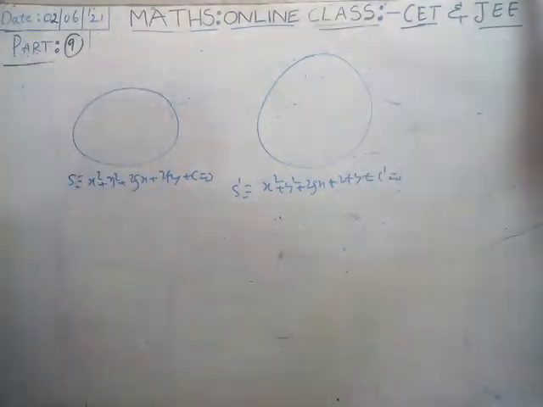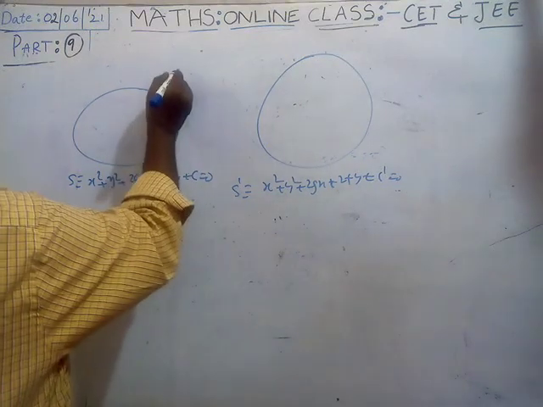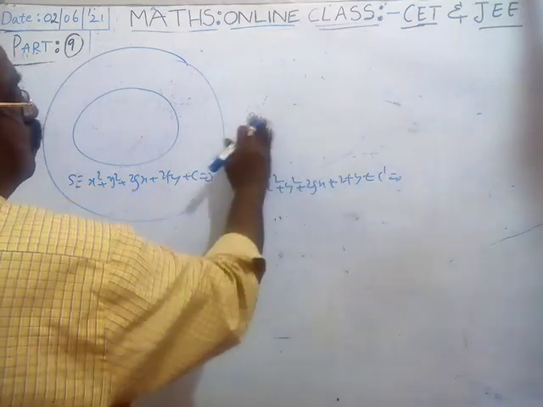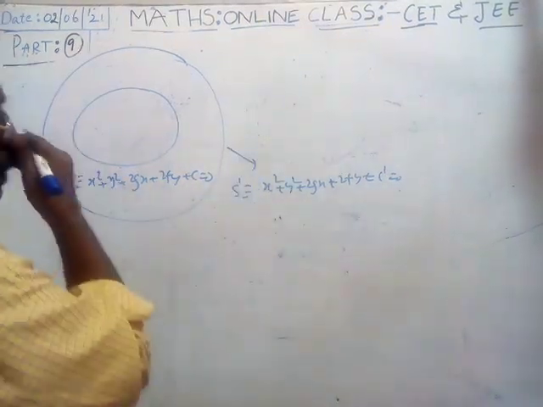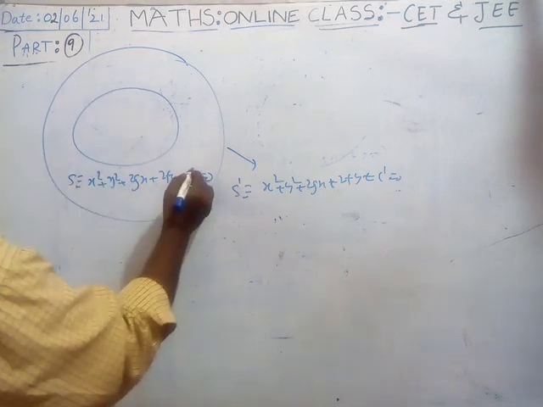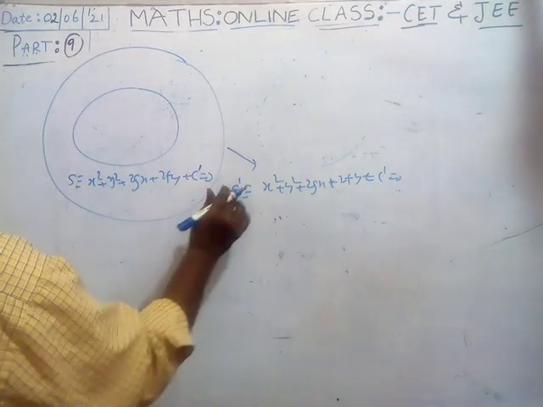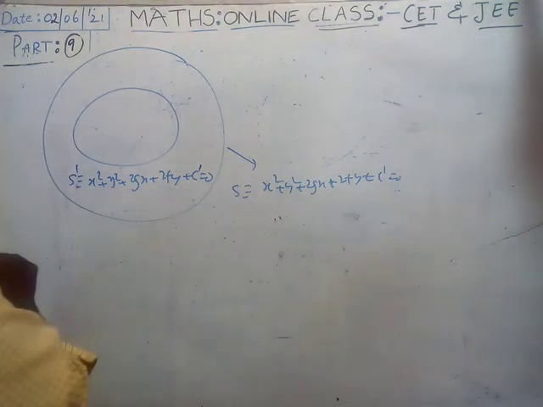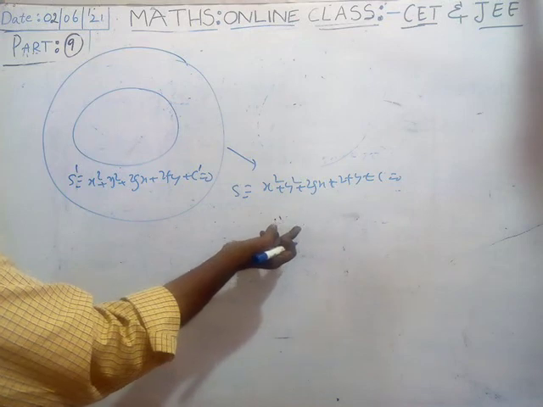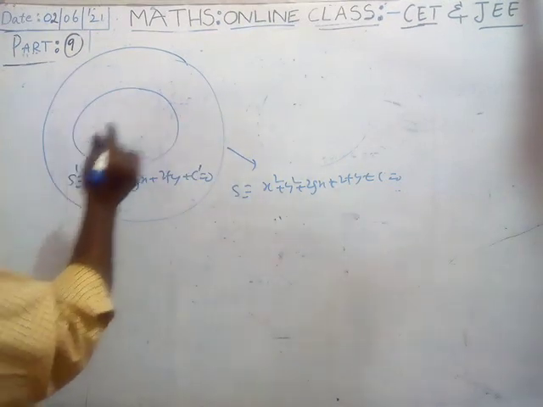Only the difference between those two is like this. I mean the centers are equal. Otherwise we may take it like this. This is the equation of a circle. Suppose like this we assume. It is S and it is S dash. It is a circle outside and S dash is the second circle.